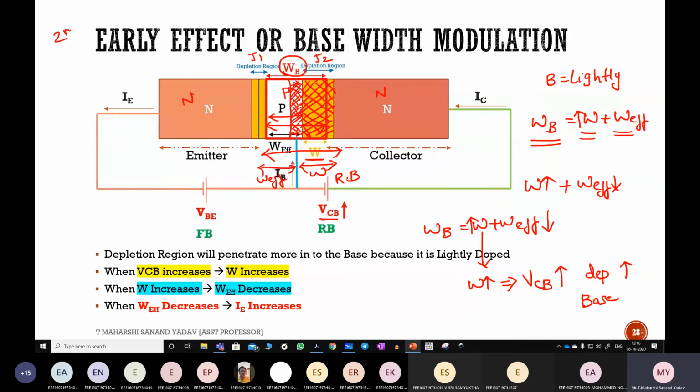So 100% you'll get this for short, or in the form of a short note for 5 marks. Explain about the early effect, which is also called base width modulation. So the width is changing because of VCB. That's why it is called base width modulation. This is for common base or common emitter?